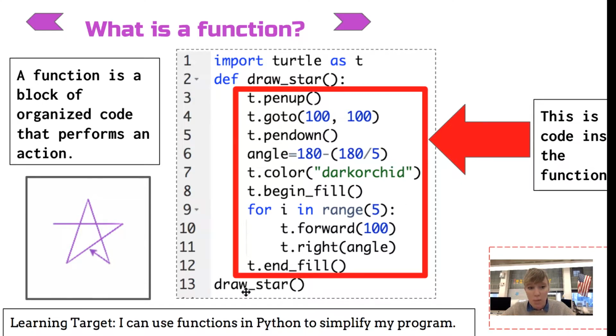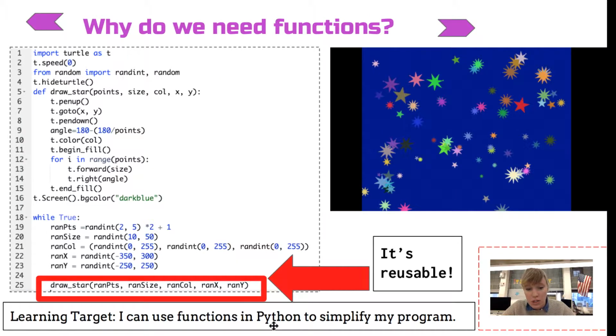So it's a block of organized code that performs an action. That's literally just what a function is. And we use functions in order to simplify our code. We've seen places before, when we made the snowflake patterns, where we had to copy and paste the block of code each time we wanted a snowflake. But that's redundant. We don't need to do that over and over again. And if there's anything that programmers don't like, it's redundancy, taking up more lines of code than is absolutely necessary.